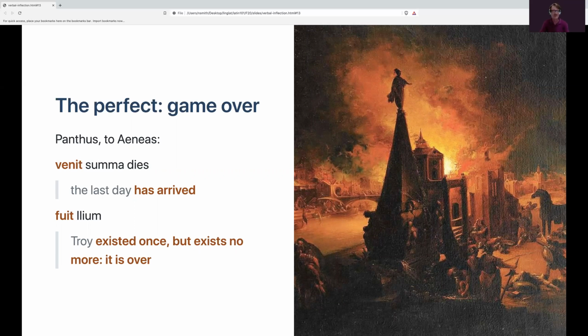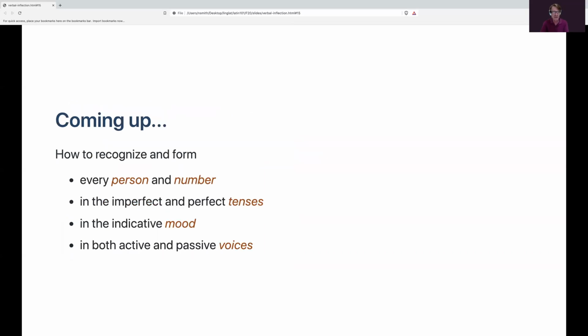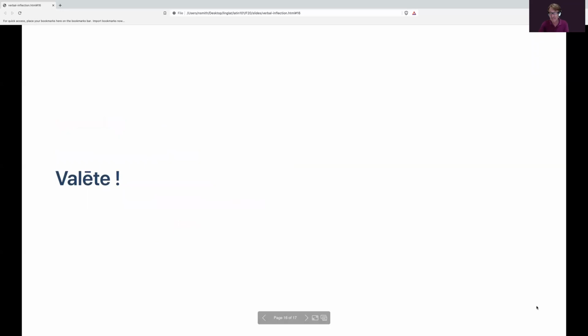So to summarize, every time you see a conjugated verb form, you want to identify it with five properties: the person, the number, the tense, the mood, and the voice. And those are going to tell you how the verb functions in the sentence and what it means. In a following video, we're going to look at how you recognize and form every combination of person and number for second and third, singular and plural, in the imperfect and perfect tenses, in the indicative mood, the fact-telling mood, for both the active and passive voices. So I'll look forward to seeing you in that video again, and valete.